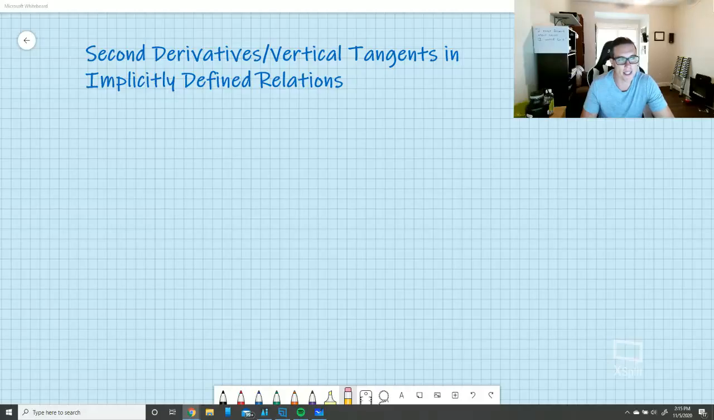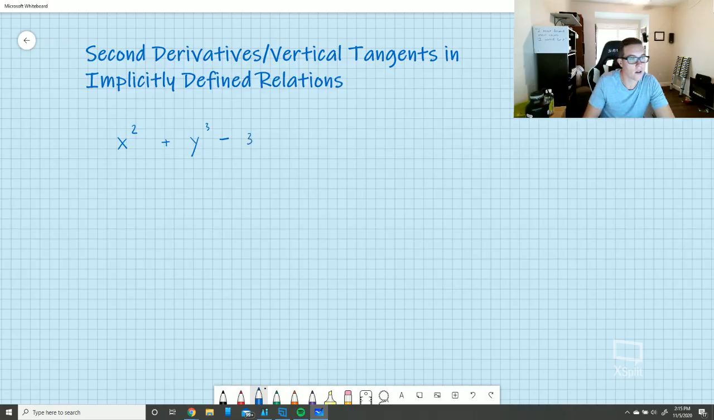Going back to implicitly defined relations. If you forgot, implicitly defined, which we've done a little bit with, well, we've actually done a decent amount. I've had you make a lot of tangent lines here. Implicitly defined relations are things that look like this: x squared plus y cubed minus 3y equals 4. This is implicitly defined because we have y mixed with x. We can't isolate y. So in order to take the derivative, we have to use implicit differentiation.